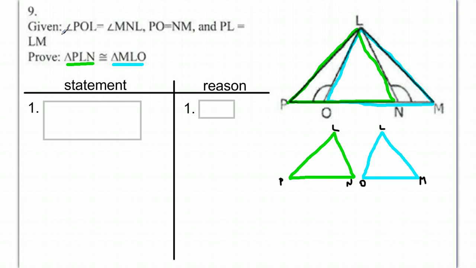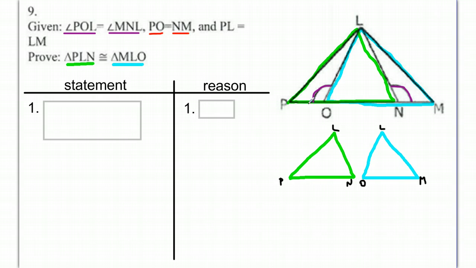So let's mark our given information now. We have angle POL and angle MNL. POL is actually this marked one right here, and MNL is this marked one right here. Now, neither of those fall on one of the corners of our two triangles that we have right here. So those don't actually directly help us at all. So let's move on to the next one for now.